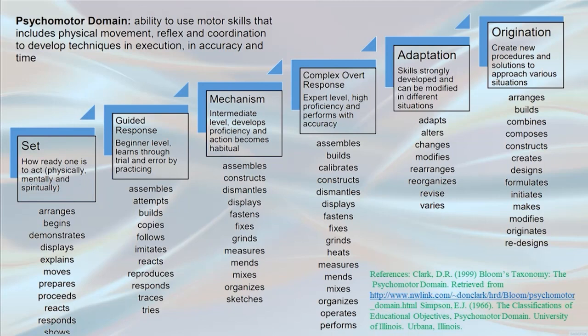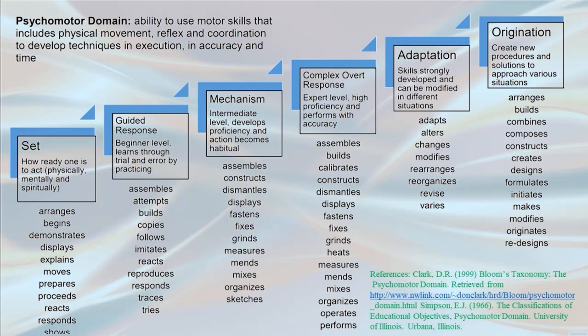In the next level, which is the origination level, the learner creates new procedures and solutions to approach various situations, creates his own process in executing physical tasks, or creates new ways of doing a medical procedure. You see the action verbs for each level below them.